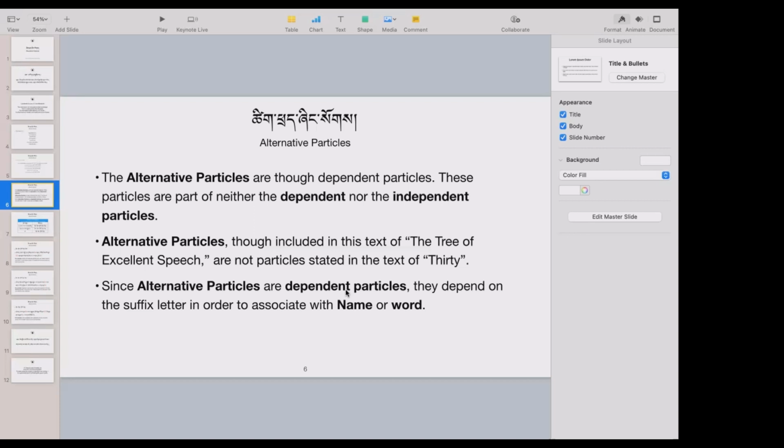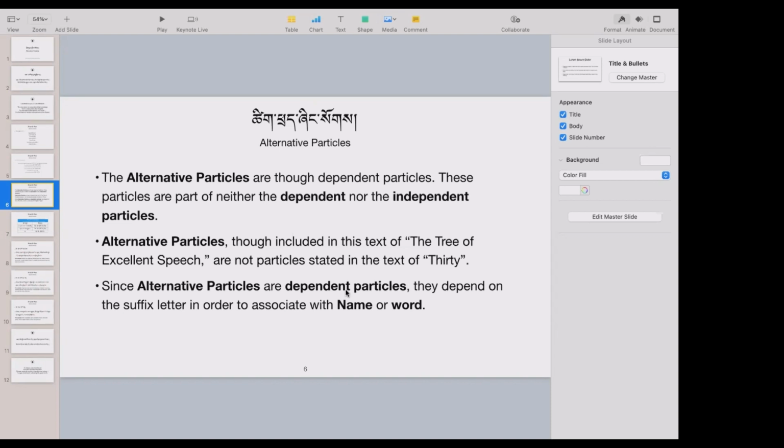And this dependent particle is just a title. It doesn't hold that much weight as saying dependent particles in the case of those dependent particles that we have studied, like the recompound particles. These are dependent particles not only on the basis of the dependency on the suffix letters, but they are also the dependent particles that are stated in the text.